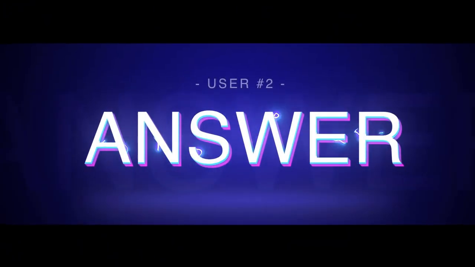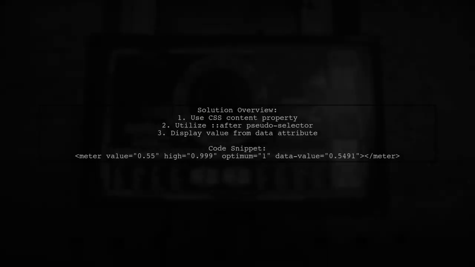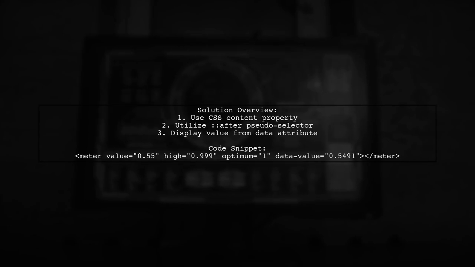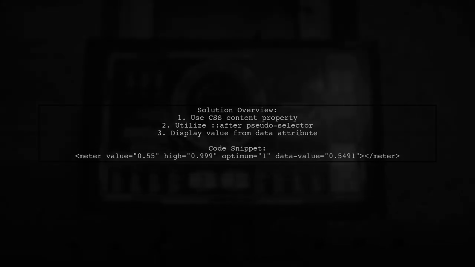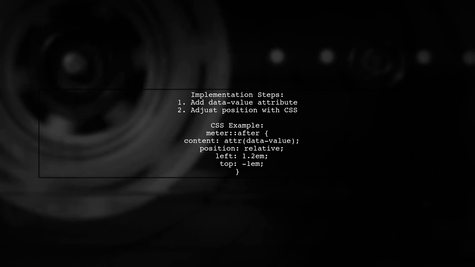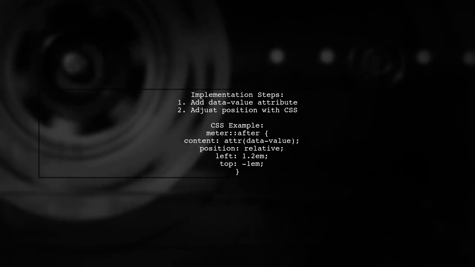Let's now look at another user-suggested answer. To make text visible over a meter tag, you can use the CSS content property with the after pseudo selector. This allows you to display a value from a data attribute. You can set a data attribute like data value to hold the text you want to display. Then, adjust the position of the content using CSS. Keep in mind that this method is not widely supported yet, primarily working in Chrome.